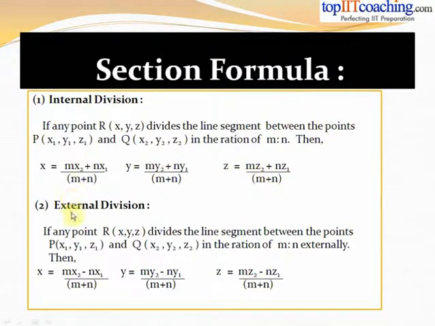Similarly, if we have external division, that is the point R divides the line segment joining the points P and Q in the ratio of m is to n externally, then the coordinates of R are given by: the x coordinate is equal to (m x2 minus n x1) divided by (m minus n), the y coordinate is equal to (m y2 minus n y1) divided by (m minus n), and the z coordinate is equal to (m z2 minus n z1) divided by (m minus n). Thus, these are the formulas for the internal division and the external division.